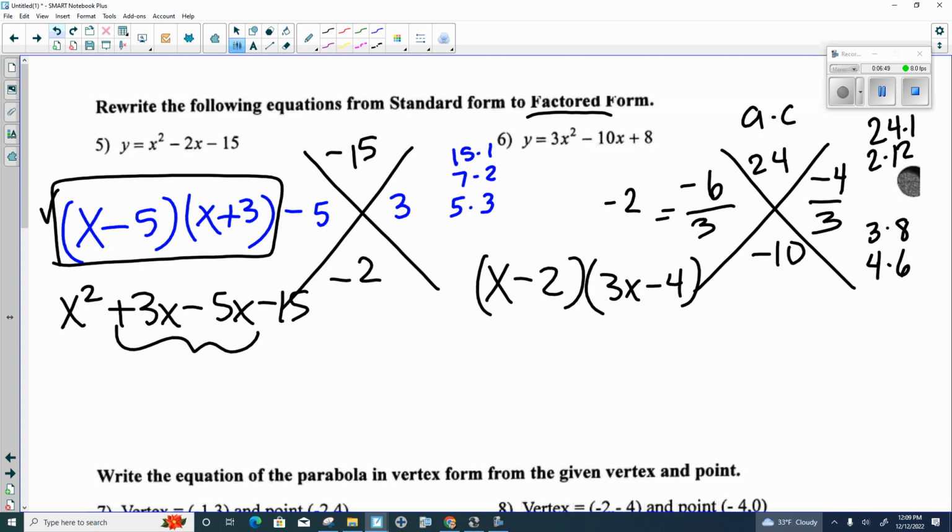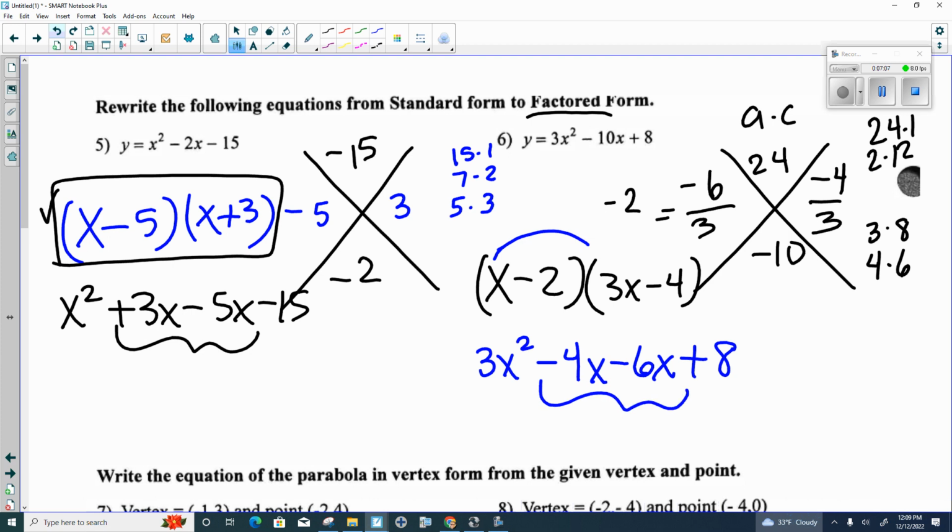The biggest mistake I saw on this is some people were doing bottoms on the, or I don't know what they were doing. They were leaving it as a fraction. So if you want to see if you got the right answer, FOIL it out. So first terms, outside terms, inside terms, last terms. Looking good. When I combine them together, that's where the negative 10 comes from.